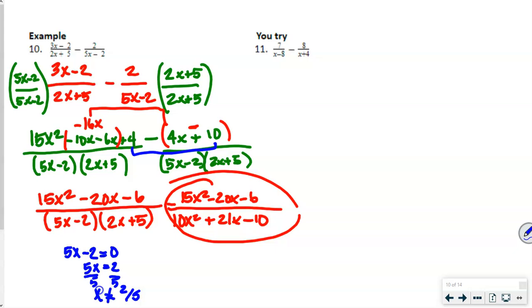And then we need to do that with our other factor as well. So then we have our 2x plus 5 equals 0. So we're going to subtract 5 from both sides. So that's going to be 2x equals negative 5. And then we're going to divide both sides by 2. So x can also not equal negative 5 over 2.